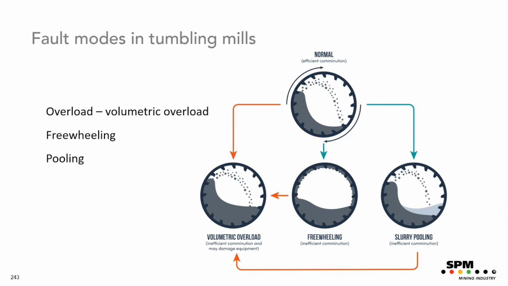And here we have some examples of fault modes in tumbling mills. This is typically how it should look, with efficient grinding in the mill. But for some reason, you can have volumetric overload, you can have freewheeling, and you can have slurry pooling. And this is, of course, something you want to avoid because it can lead to mechanical problems, but also very inefficient grinding of the ore.